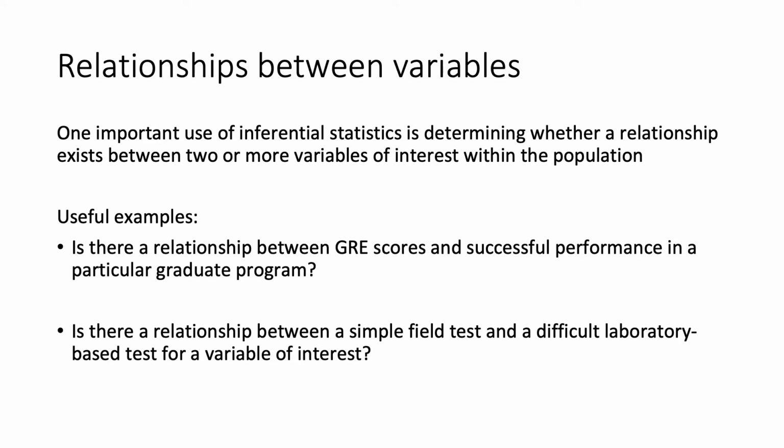Another example: is there a relationship between a simple field test and difficult laboratory-based tests for a variable of interest? So we have our gold standard of determining VO2 max in the lab through the metabolic cart, but can the scores from a field-based test such as the Cooper 1.5 mile run demonstrate a relationship with the laboratory setting? And the answer is yes. They have established a relationship, which is why we may use that test, such as the Cooper 1.5 mile run test, to get an estimate of an individual's VO2 max if the metabolic cart is unavailable, or if you're at a setting where they don't have that particular equipment.